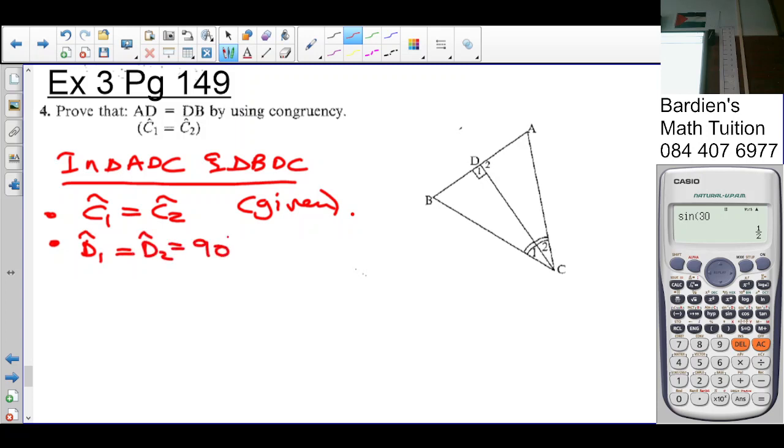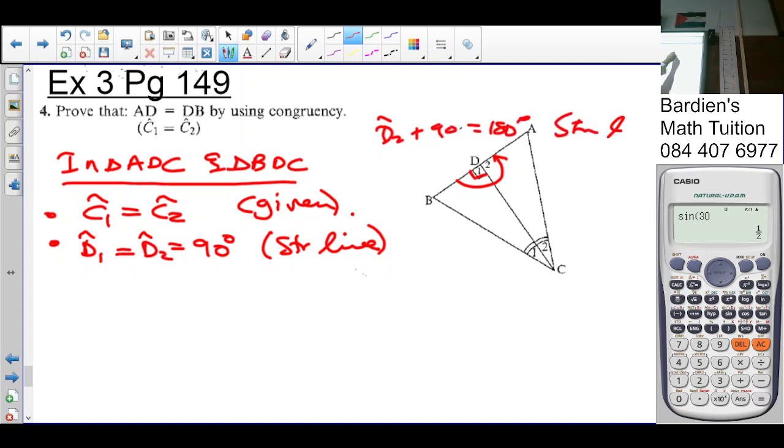Why? They gave it D1 is 90. So D2 is also 90. Why? Angles on a straight line. Or you could have first said that D2 plus 90 equals 180, straight line, and then say D2 is equal to 180 minus 90, which is 90 degrees, which is equal to D1. If you've gone from there straight into this, full marks.